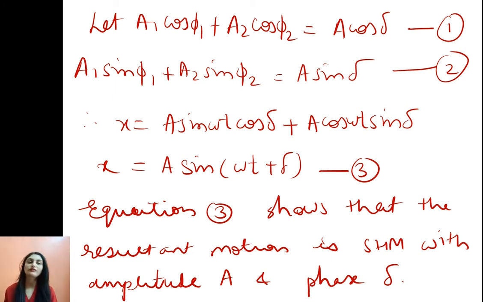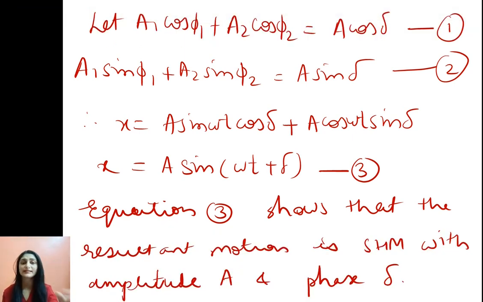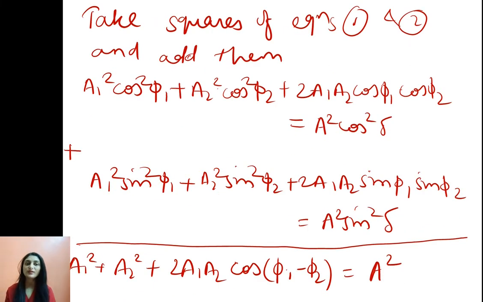For that, we will square equation 1 and equation 2 and then add them. Taking squares of equation 1 and 2, we get a1 square cos square phi 1 plus a2 square cos square phi 2 plus 2 a1 a2 cos phi 1 cos phi 2 equals A square cos square delta, plus the second equation, a1 square sin square phi 1 plus a2 square sin square phi 2 plus 2 a1 a2 sin phi 1 sin phi 2 equals A square sin square delta. We will add them.